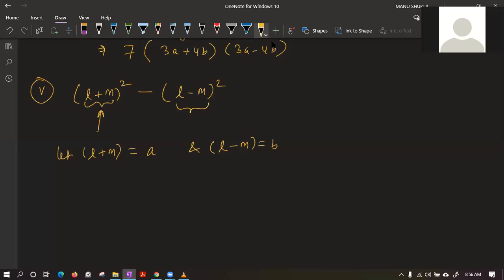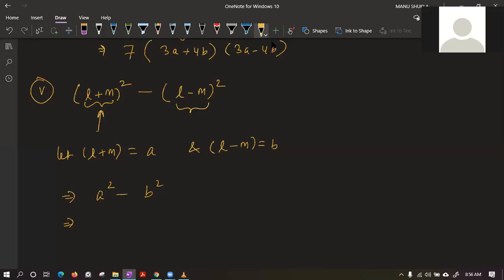So what I have done is I have substituted L plus M as A. So it becomes A square minus B square. Very simple. And we all know what is the answer of A square minus B square, class? Please tell.